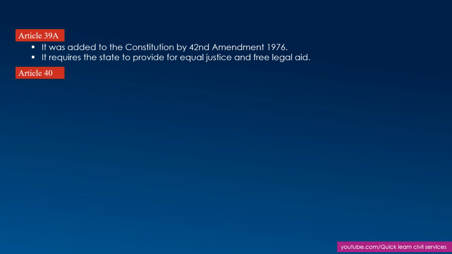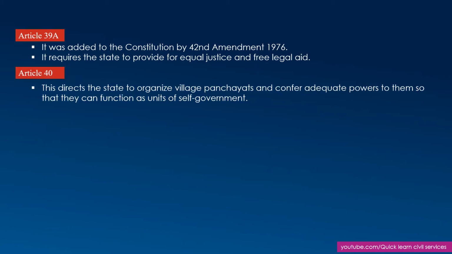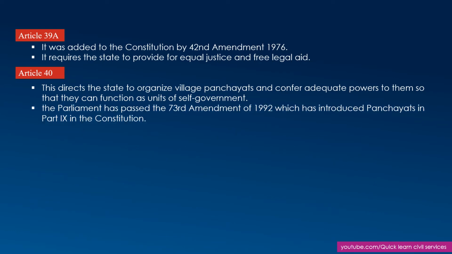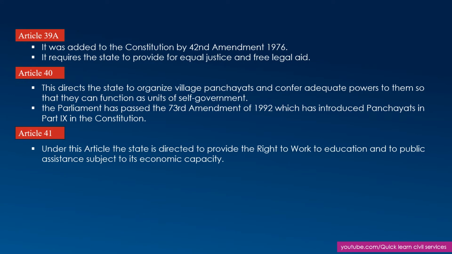Article 40. This directs the state to organize village panchayats and confer adequate powers to them so that they can function as units of self-government. The Parliament has passed the 73rd Amendment of 1992, which has introduced panchayats in Part 9 of the Constitution. Article 41. Under this article, the state is directed to provide the right to work, to education and to public assistance subject to its economic capacity.